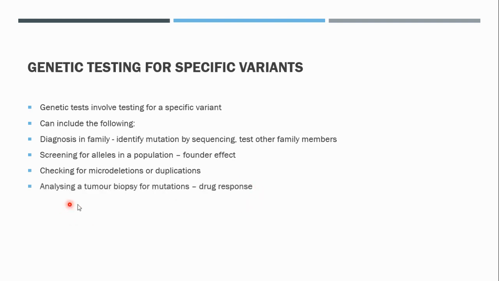Genetic testing can also be used to look at a tumor biopsy. So a biopsy from a patient who has cancer can be taken, and this can be screened for mutations. Mutations in the cancer will allude to the patient's ability to tolerate certain drugs and will give an idea of the type of drugs that can be used to treat that cancer.